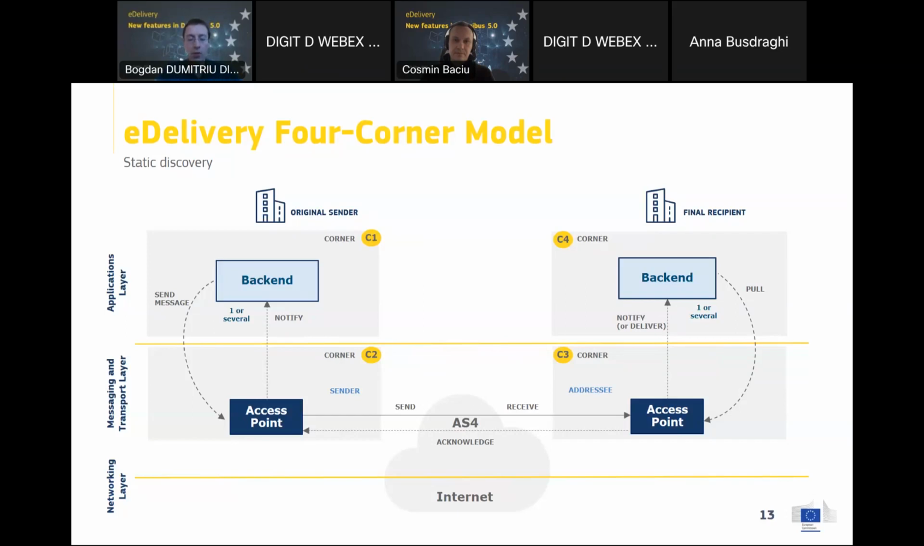Whereas corners 1 and 4 will typically be IT systems that are not defined by eDelivery, that are not specific in any way to eDelivery, which are your IT systems that will be interacting with each other through an eDelivery intermediary of these two access points. So we can move on to the next slide.